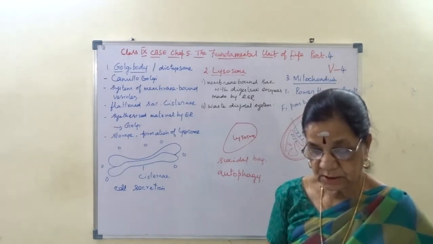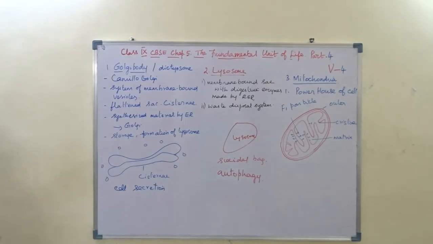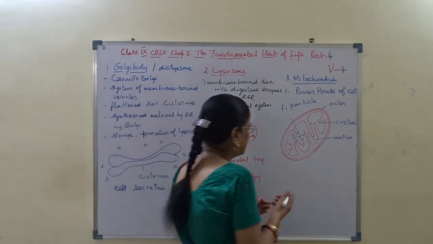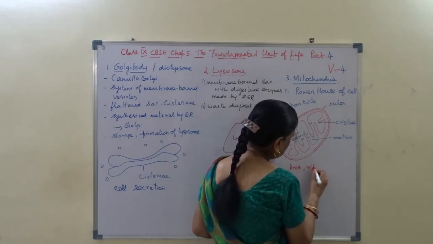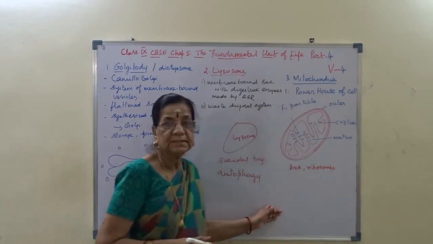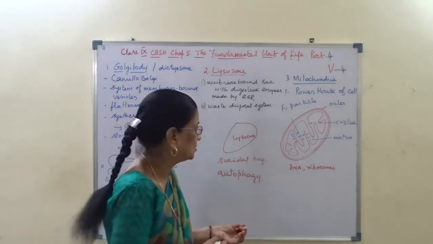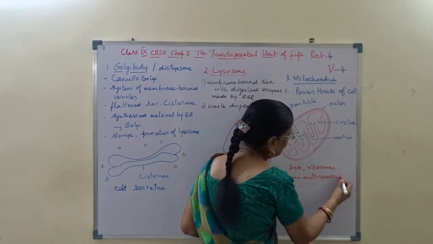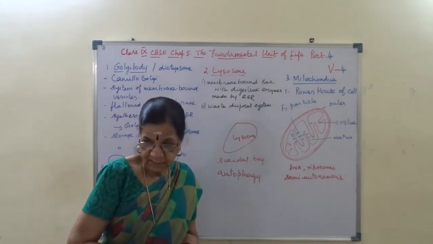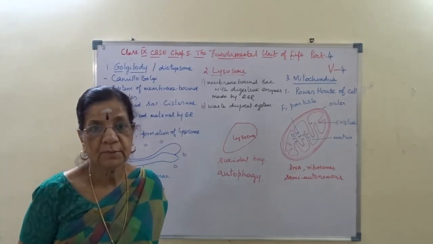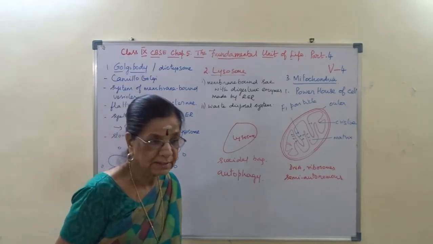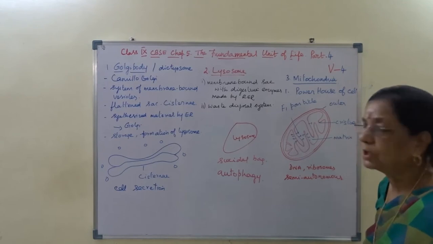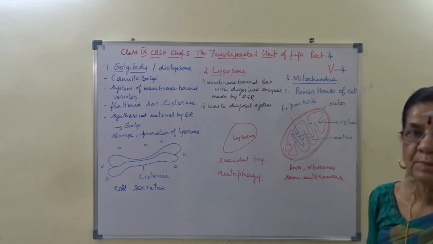With mitochondria, we come across one more significant detail: it has its own ribosomes and DNA. So it can synthesize its own cell material, and it is also known as a semi-autonomous body. I repeat, mitochondria has its own ribosomes and DNA, so it can synthesize its own material. So it is known as a semi-autonomous organelle. Which one? Mitochondria. I hope you follow this.